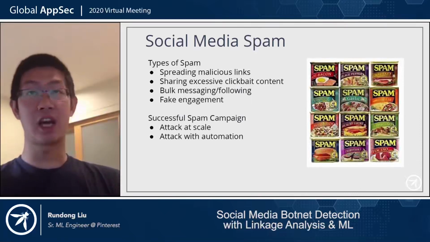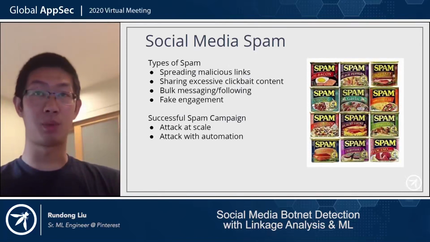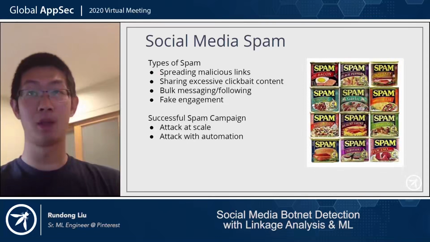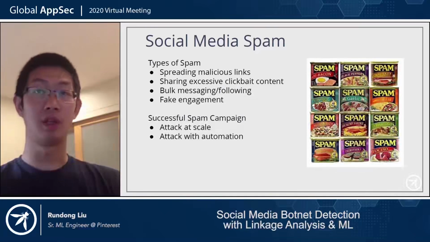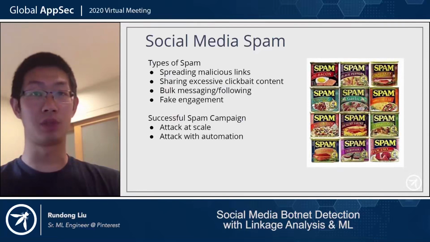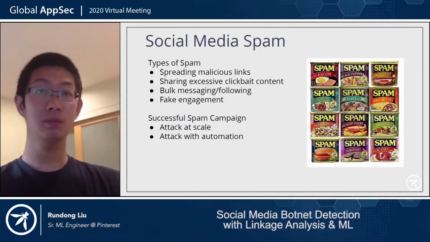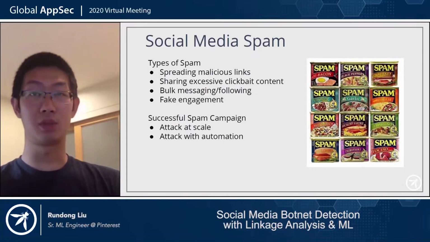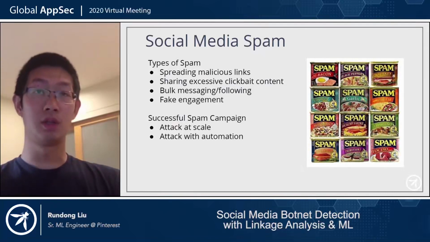We have also observed different types of spammy behavior. Spammers intentionally spread malicious links to get malware installed. They also share excessive clickbait content to trick users into visiting. Bulk messaging and following is also a spam strategy, since there are always some users who are so curious that they cannot stop themselves from clicking the links a stranger provides. Some smart spammers leverage fake engagement to game the ranking systems so their content could rank higher in home feeds and get more distribution. A successful spam campaign usually involves two important factors. They need to attack at scale and attack with automation. Of course, manual fraud is far from fulfilling the need for excessive content distribution.